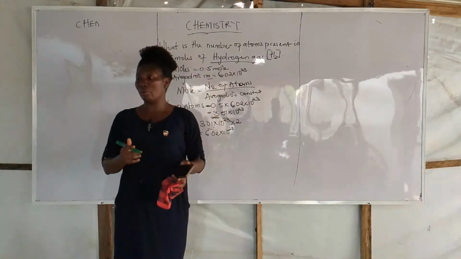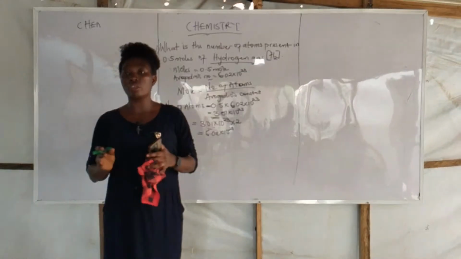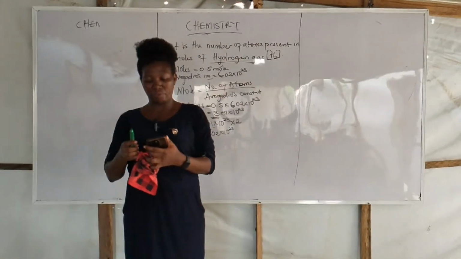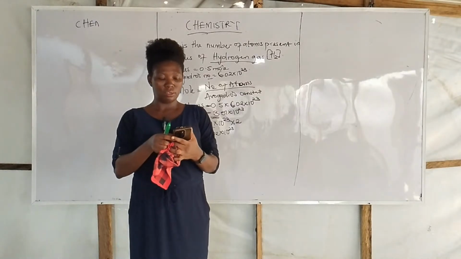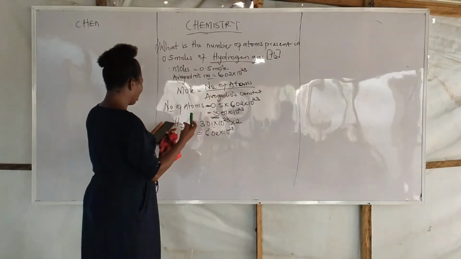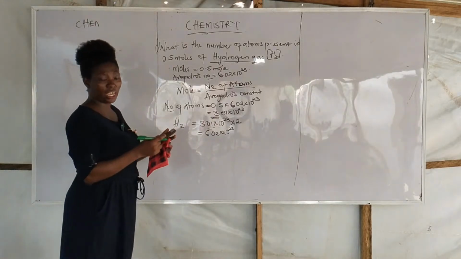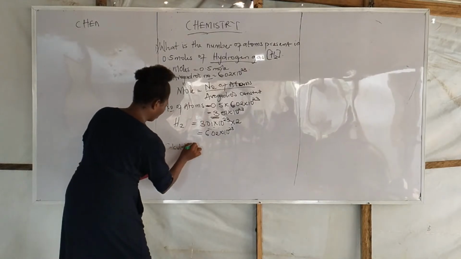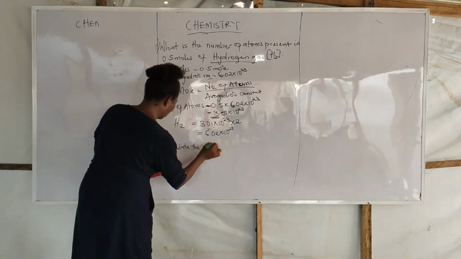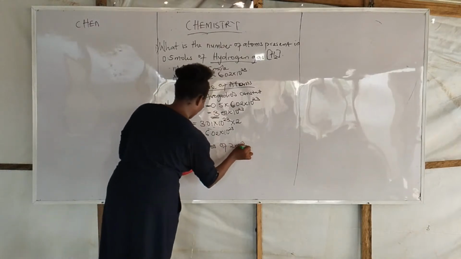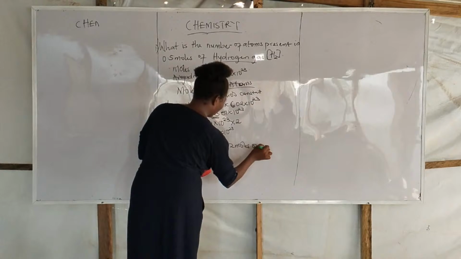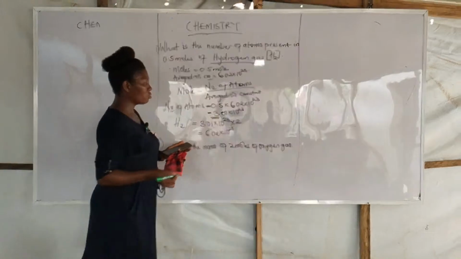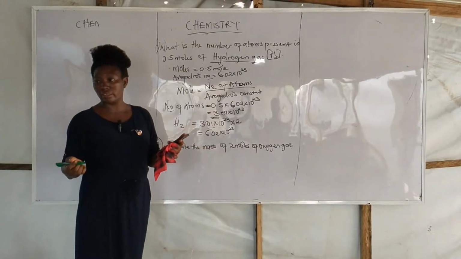The question 2 was talking about sodium chloride, am I right? Okay, thank you. Calculate the mass of 2 moles of this oxygen gas. It says calculate the mass of 2 moles of oxygen gas. Two moles of what? Oxygen gas.